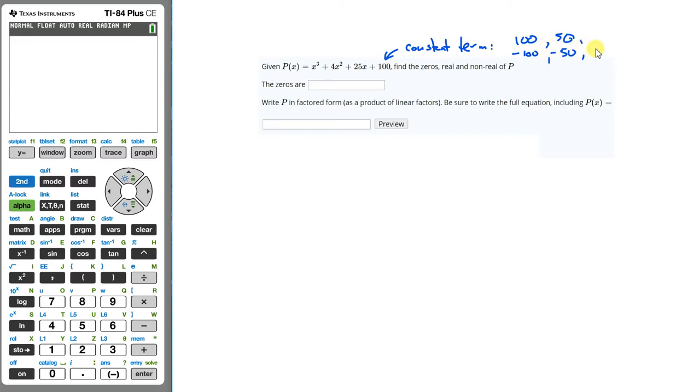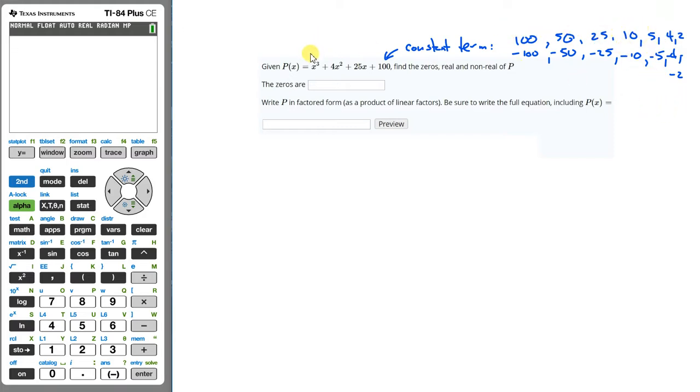How about 25, and negative 25? How about 10, and negative 10? How about 5, negative 5? How about 4, negative 4? How about 2? I'm running out of room here. 2, negative 2, and then, of course, 1 and negative 1.